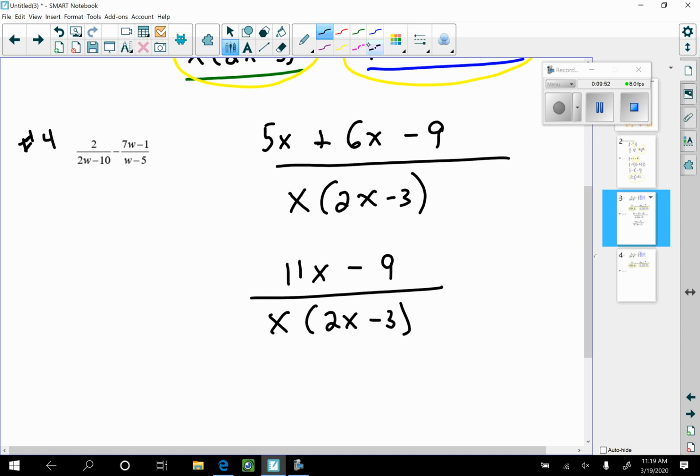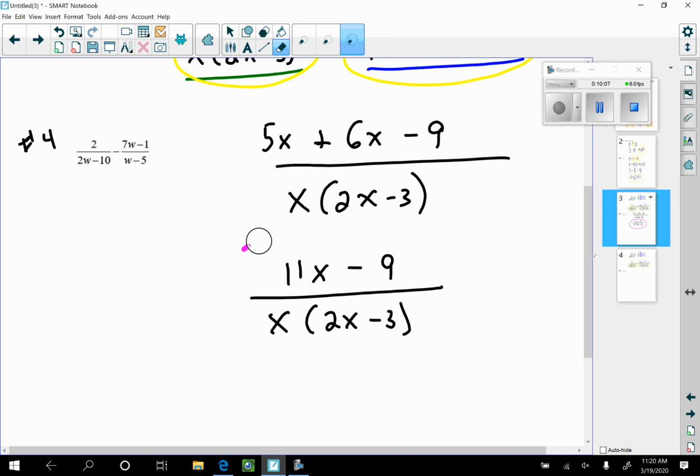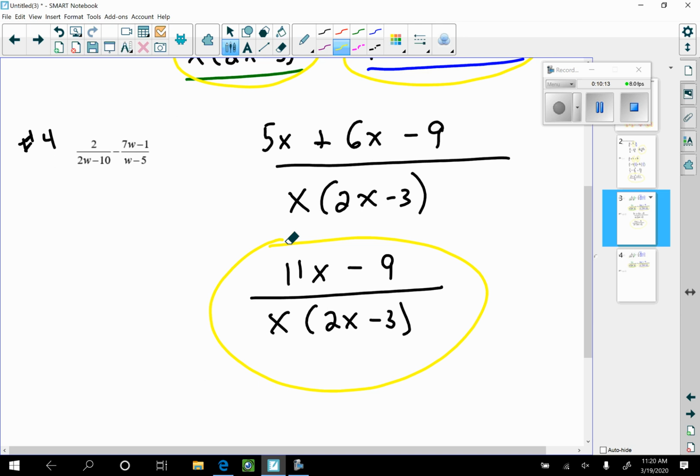That, ladies and gentlemen, is your simplified answer. Do not try to factor the x's or factor the 9's. Don't do anything. Just leave that go. That is your answer. Okay? Leave that bad boy.